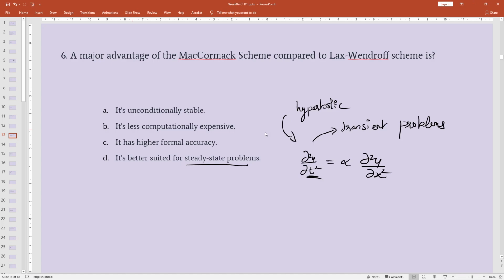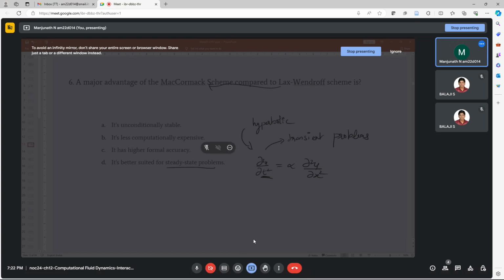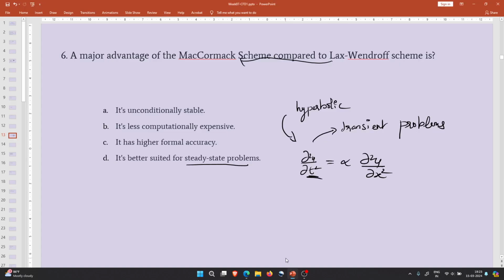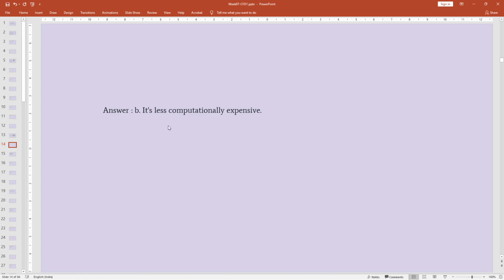So what is actually Lax-Wendroff? The McCormack scheme is an improvement of the Lax-Wendroff scheme, improved so that it is less computationally expensive. So the answer is option B, less computationally expensive. Both are two-step methods, but it has been made in such a way that the second order terms are found in simpler ways, so the scheme becomes less computationally expensive.